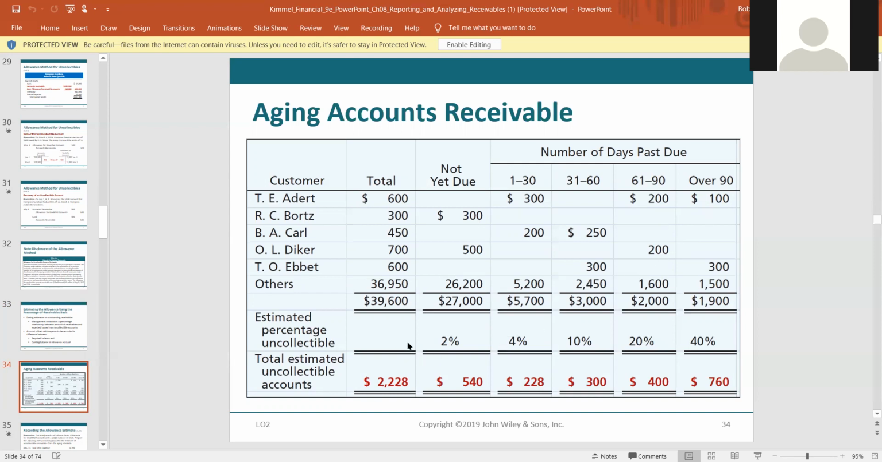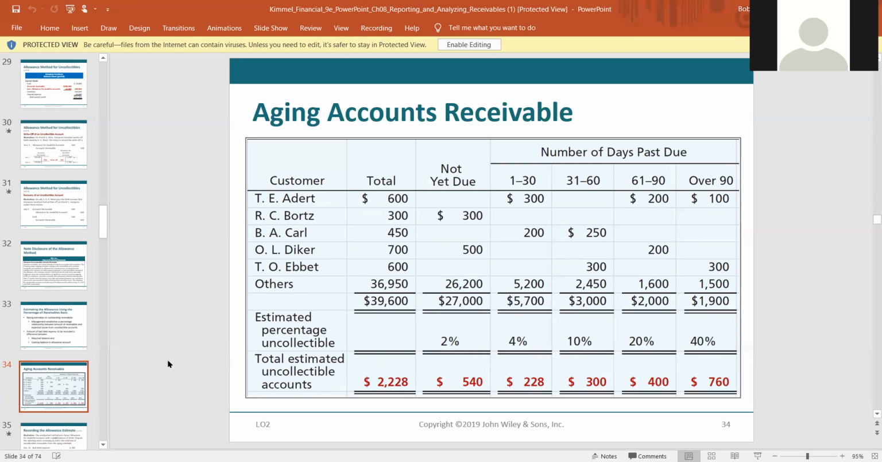This company makes an assumption that for any invoice not yet due, they're going to lose 2%. If it's 1 to 30, they're going to lose 4%. 31 to 60, 10%, etc. So they do that multiplication, and they come up with the total estimated allowance.